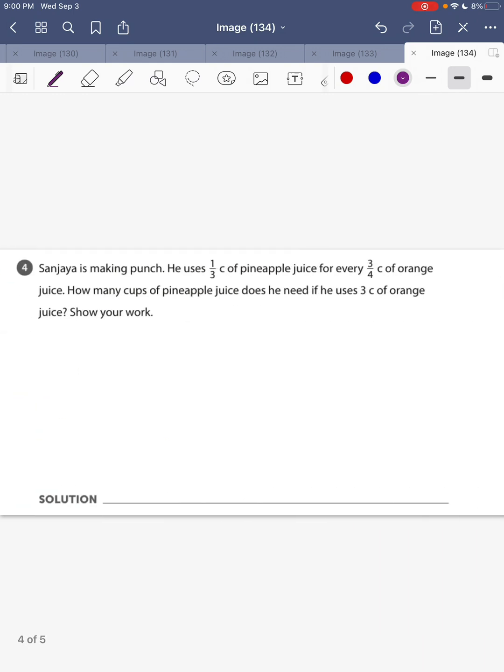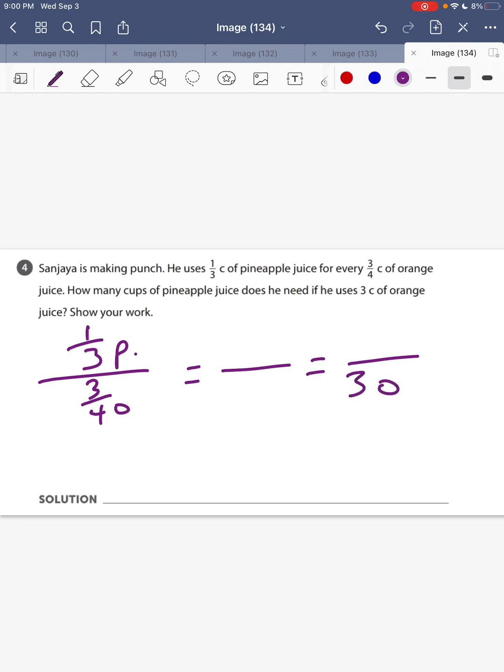Number 4. Okay, so we're making some punch. He uses a 1/3 cup of pineapple juice for every 3/4 cup of orange juice. How many cups of pineapple juice does he need if he uses 3 cups of orange juice? So again, a kind of a tricky one here. 1/3 of the pineapple juice for 3/4 of the orange. We have to see how much it's going to take to get to 3 of the orange. Now, we probably don't know that in our head. Might be kind of a lot.